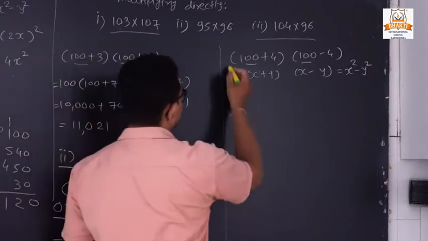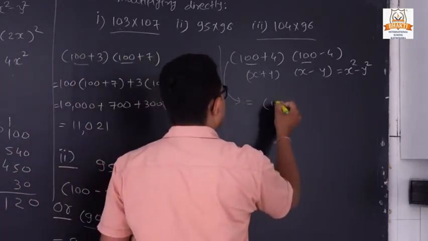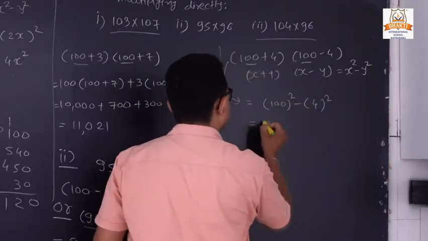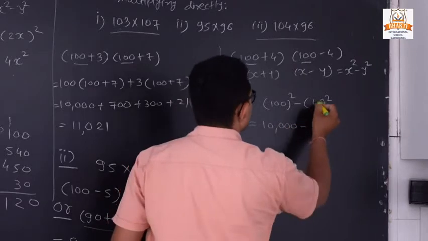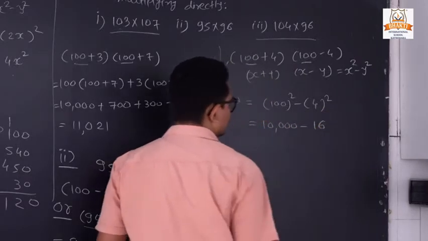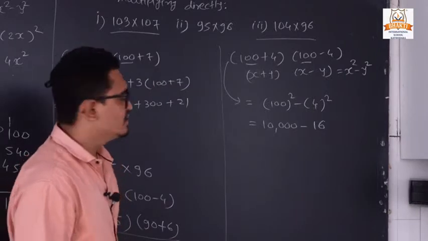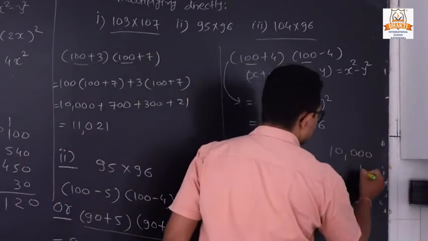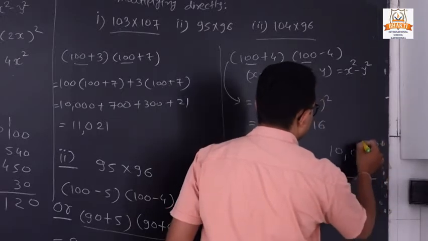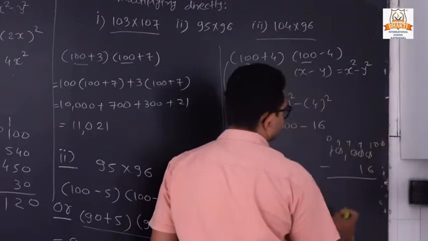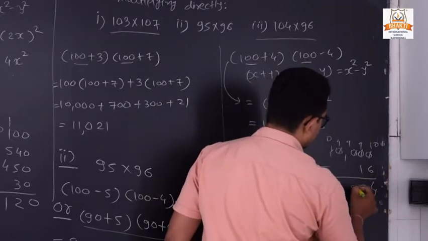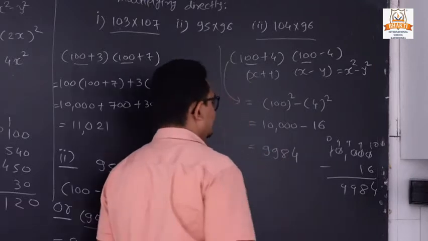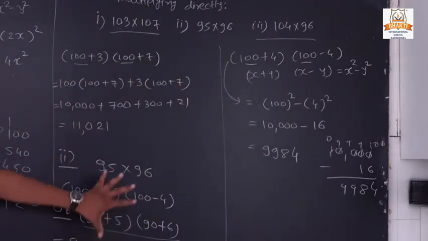So what is its answer? We can write 100 square minus 4 square. 100 square will be 10,000, and 4 square is 16. So 10,000 minus 16, we can simplify it: 10, 9, 9 and 0, 10 minus 4 is 8, 9, 9. So the answer is 9,984.